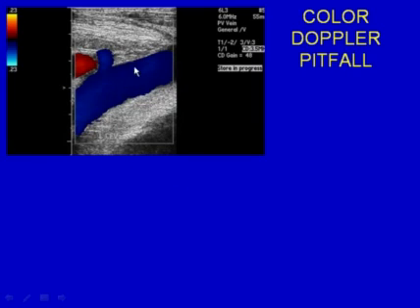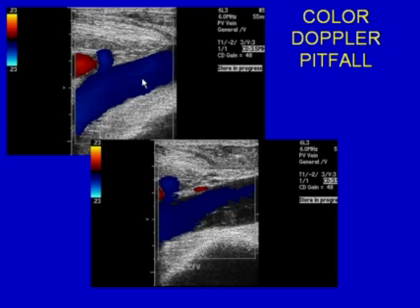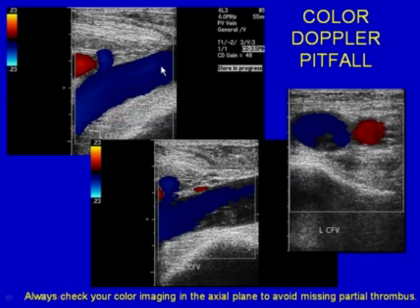Here's a patient where everything looks okay, and what's the pitfall here? Well, we moved just a little bit to the side, and all of a sudden, there's a big thrombus sitting in here. So if you are not using compression, you want to be sure not just to use long axis color in one part of the vessel, you have to sweep from side to side, and especially you want to go transverse, because you can see here is a very small thrombus.